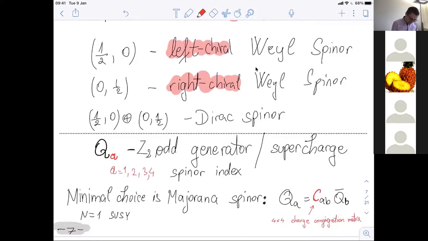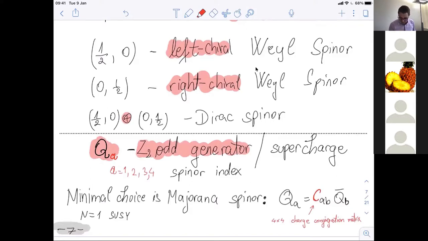The Dirac spinor is the direct sum of these two irreducible representations. So this representation is reducible. It can be reduced as a direct sum of left and right chiral spinors. All right. So the Z2 odd generator of the superalgebra, we will call it Q. And it carries this index A, and this index is in the Dirac space, in the spinor space. It's a spinor index, which goes 1, 2, 3, 4.